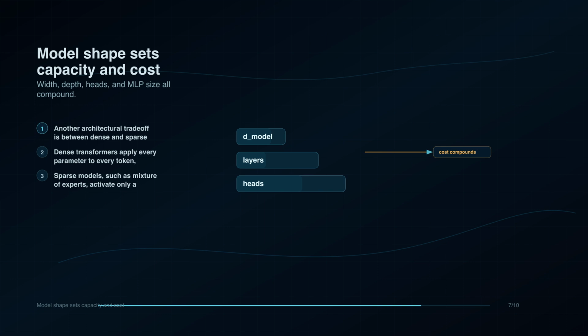Stability is another dimension of architectural trade-offs. Some design choices improve capacity but introduce training instability. For example, very deep models can suffer from gradient explosion or vanishing gradients, even with residual connections. Techniques like pre-layer normalization, careful initialization, and gradient clipping mitigate these issues.